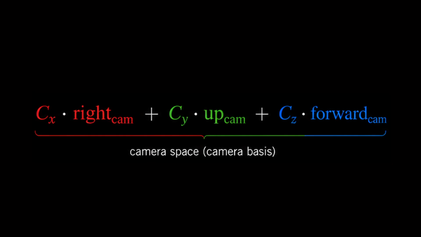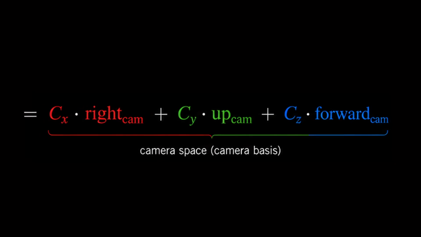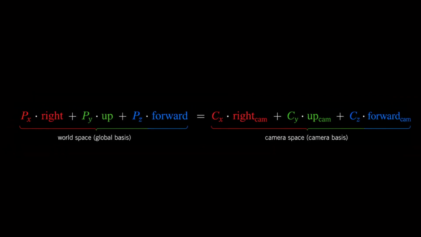This means that both representations must evaluate to the same position, where right, up and forward are the world space basis vectors. Right camera, up camera and forward camera are the camera basis vectors. Px, Py and Pz are the coordinates of the point in world space. Cx, Cy and Cz are the coordinates of the same point in camera space. Our goal is to find Cx, Cy and Cz.